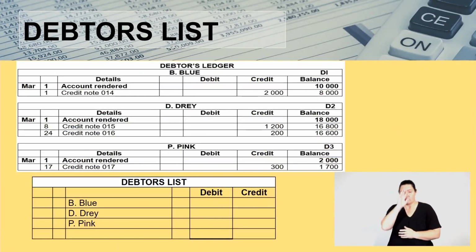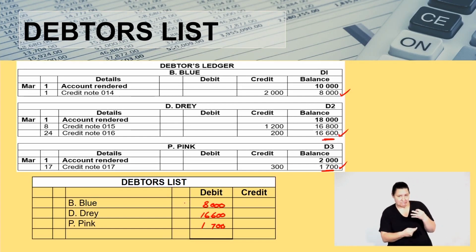Okay, so remember, there is the 8,000, 16,600, and then the 1,700. This is what my debtors are now owing. So I'll come, and then I'm now going to say on the debit side, B Blue, how much is he owing us? 8,000. And then D Dre, how much is it? 16,600. And the last one is P Pink. How much is P Pink owing us? 1,700.